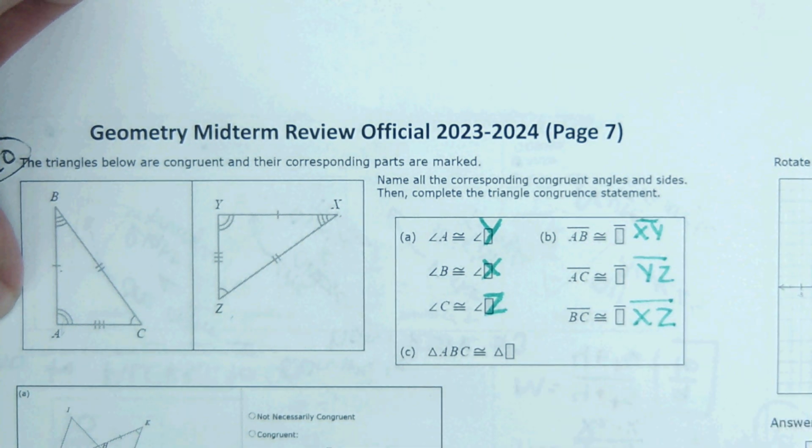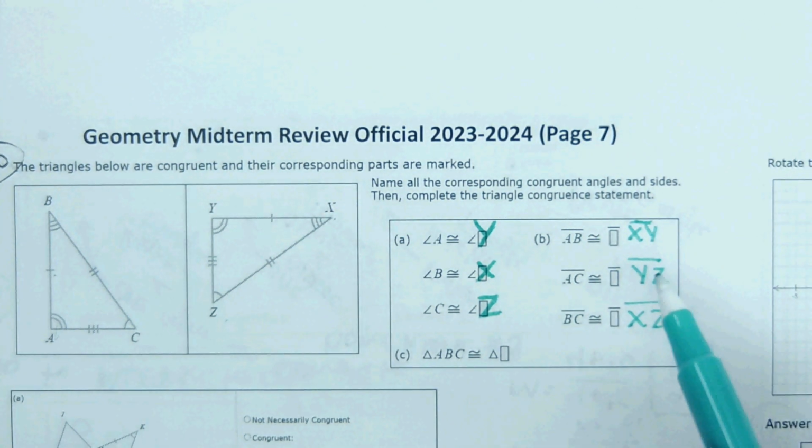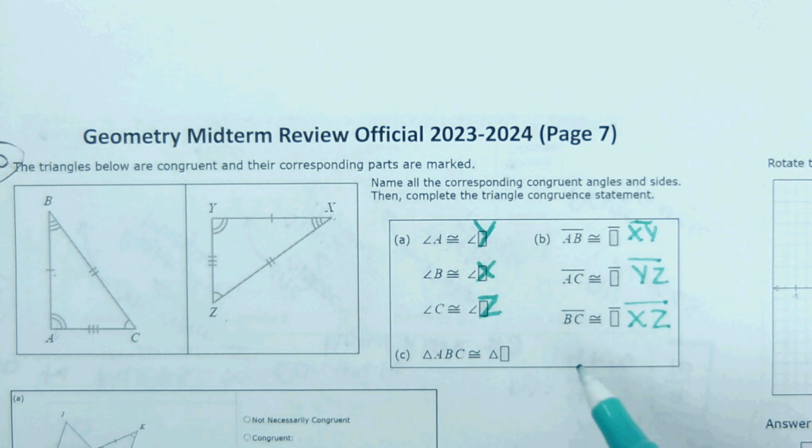XZ. And remember, you get partial credit for this. So if you mess up one, you still get most of the points. So just always try to maximize your score.